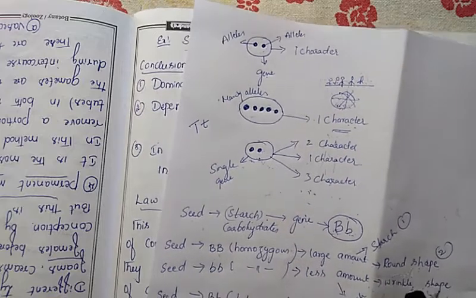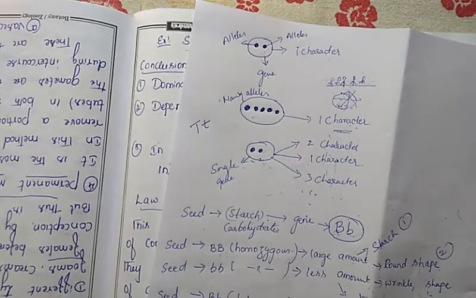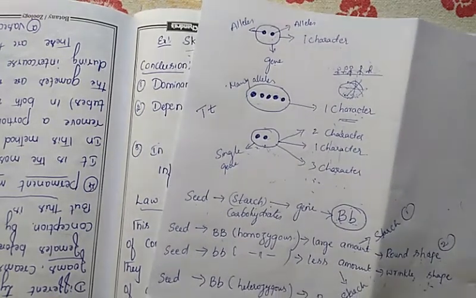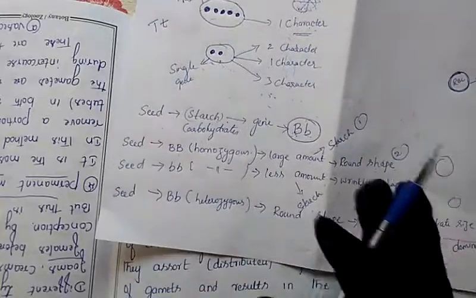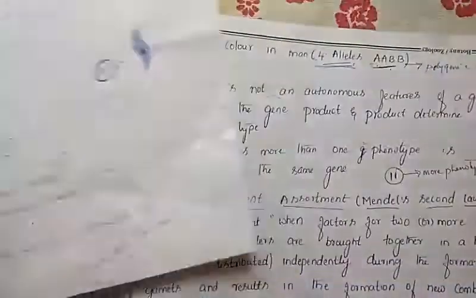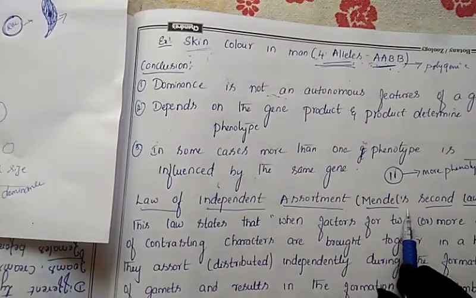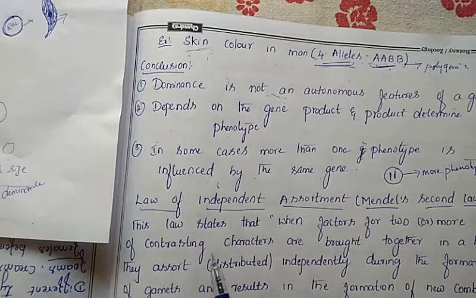Okay, so we'll stop here. If you have any doubt, you can ask. Read your textbook well. The remaining we'll discuss in our next class: the law of independent assortment, or Mendel's second law, in our next class.